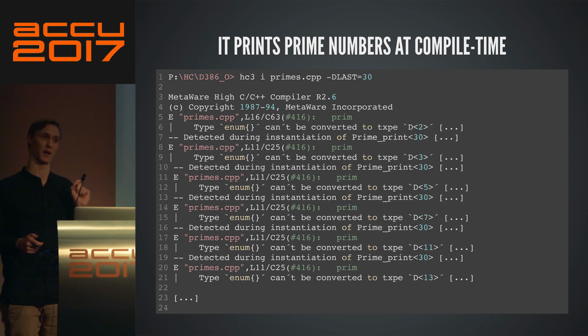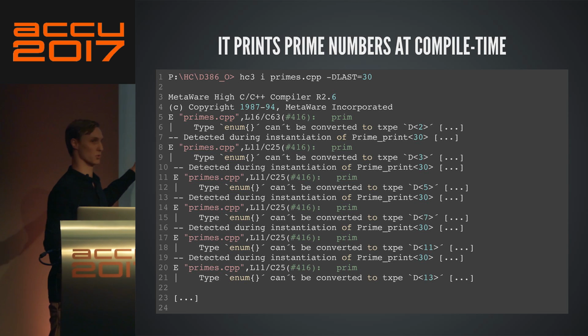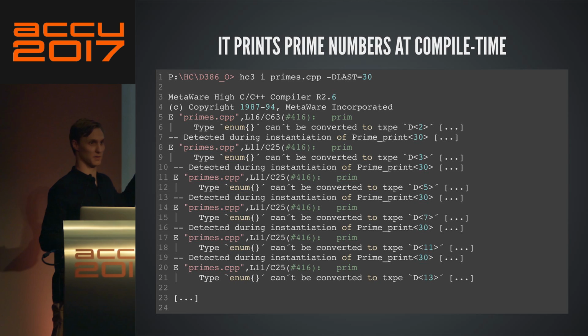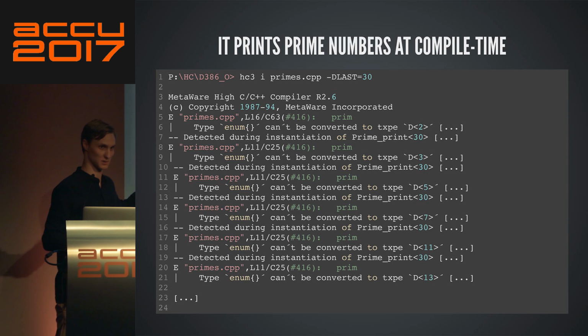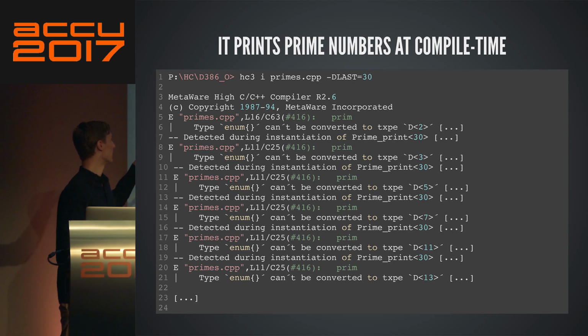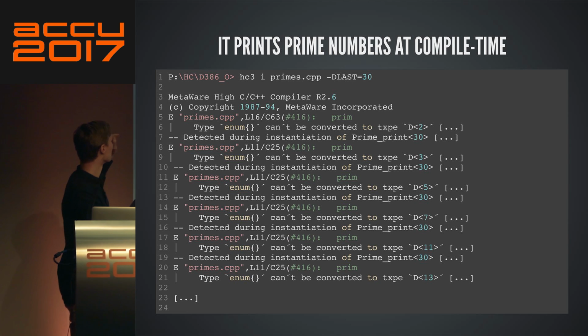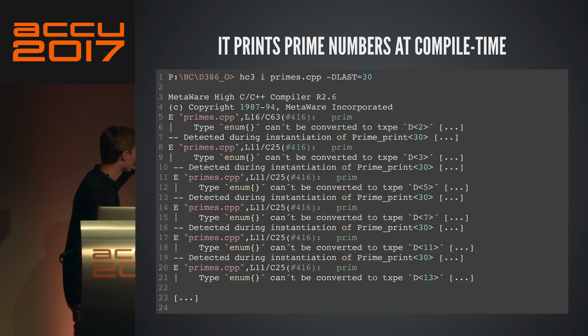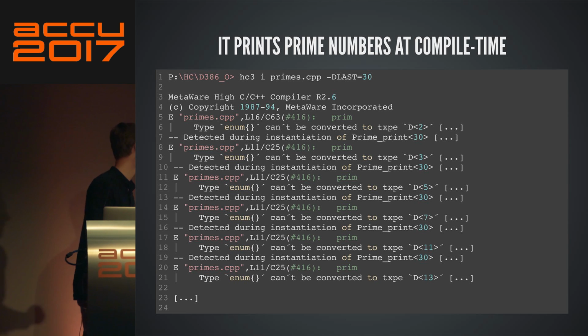It does that by generating an invalid program and then using the compiler backtrace to give you essentially a list of prime numbers. Now, if I can find my way through this, D is there, right? 3, 5, 7, 11, 13, and so on.